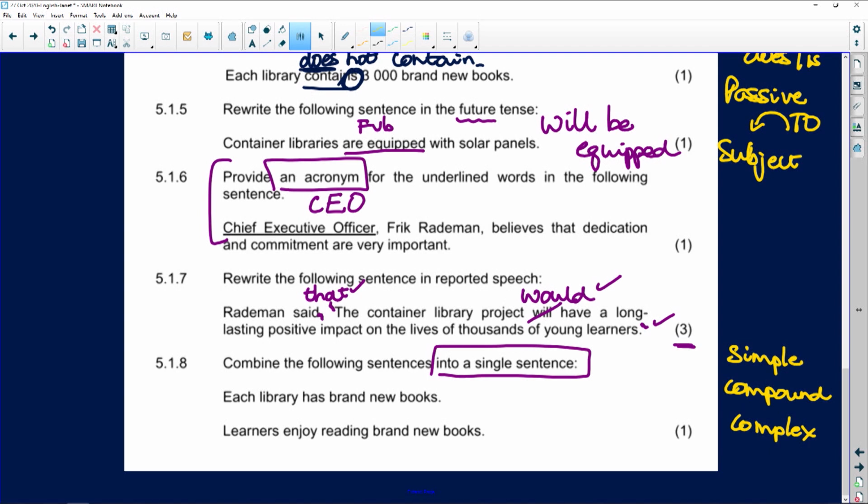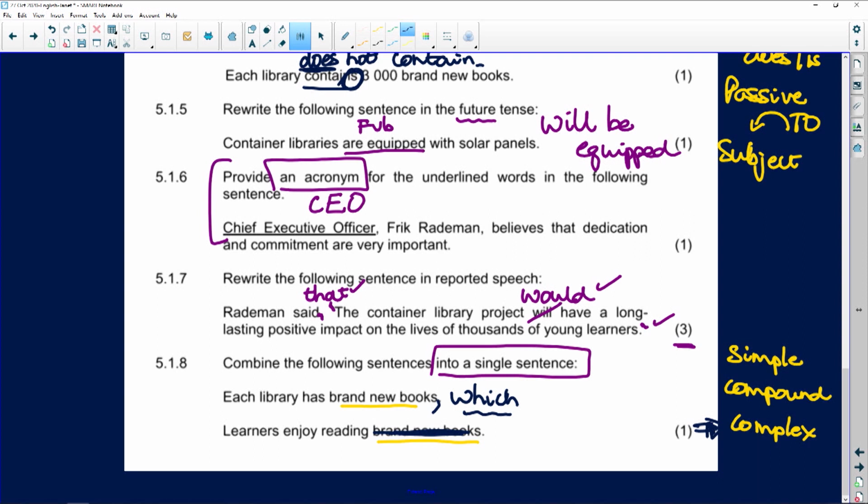What we've got is the brand new books in each sentence. So each library has brand new books which learners enjoy reading. So we can use the which there, make it a non-defining clause, and we can make it a complex sentence. There are other ways of doing it.